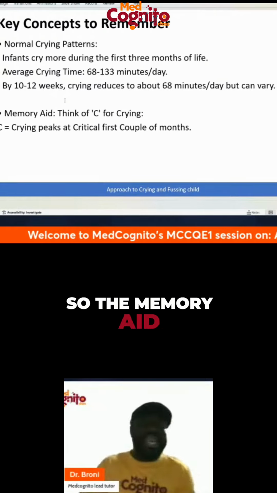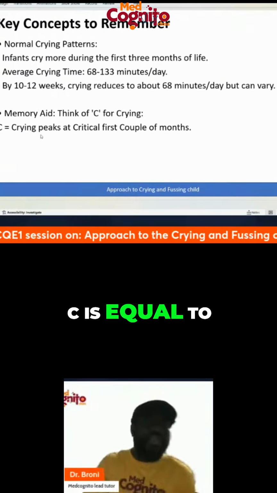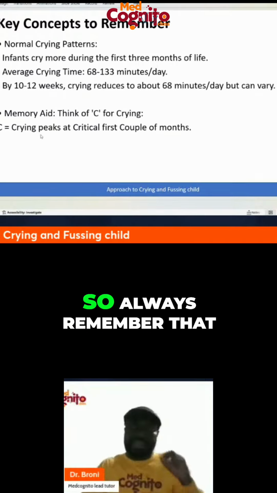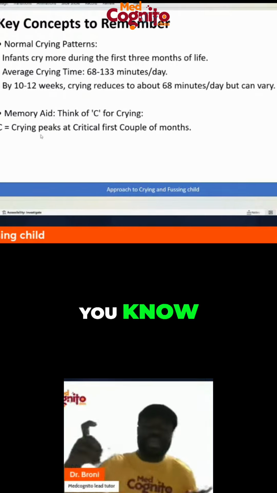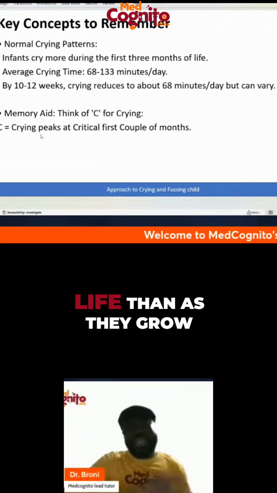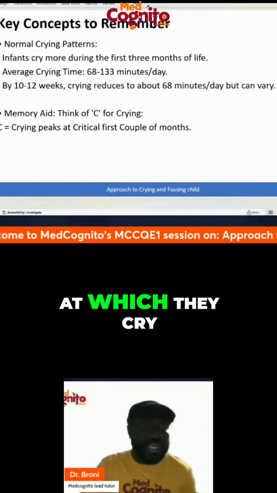So the memory aid here I want you to understand is this. Think about C for crying. C is equal to crying peaks at the critical first couple of months. So always remember that children are likely to cry more in the first 3 months of life than as they grow. As they grow, they reduce the rate at which they cry.